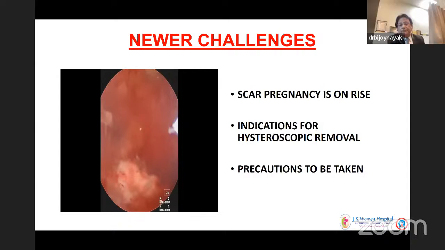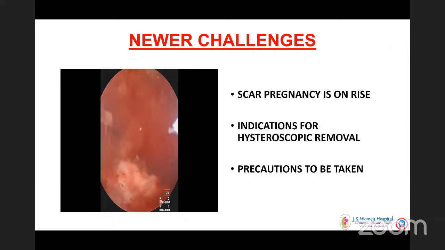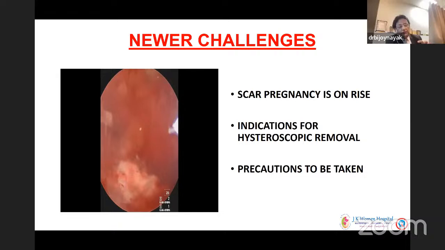Whatever method you do, there are almost 32 methods to deal with a scar ectopic pregnancy. But the study says the best is laparoscopy, second comes HIFU. The chances of complication are less with the laparoscope, and second is HIFU.